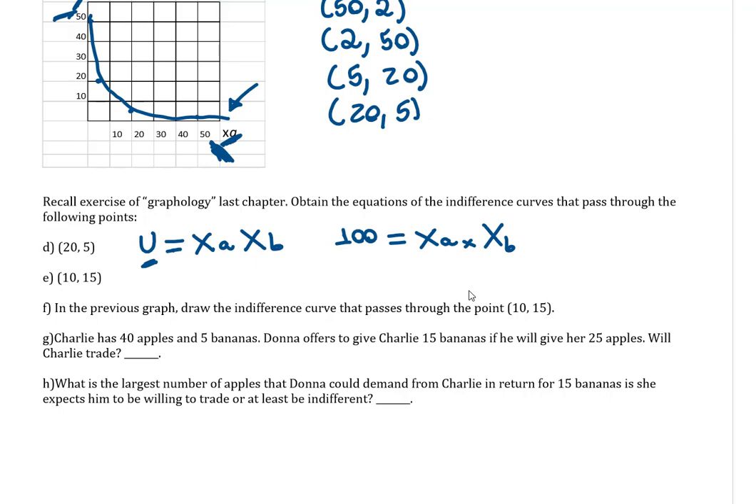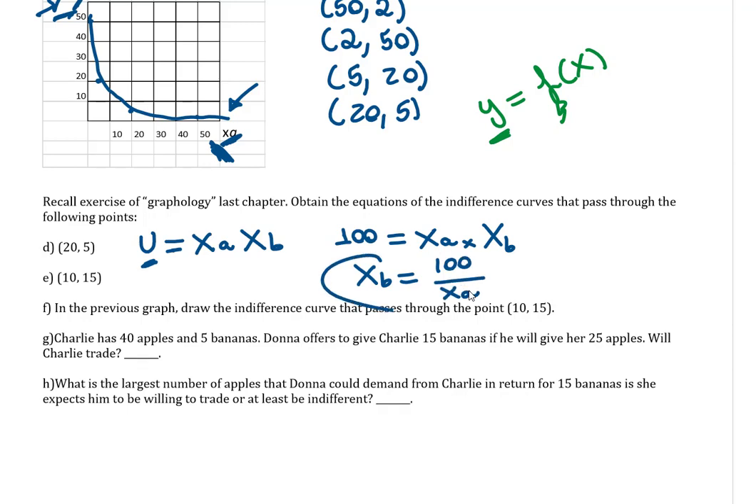Now, it is very convenient to solve the equation for the variable in the vertical axis. Remember, in high school, we always had y equals f of x, whatever the function was. We solve for the vertical variable. That's going to make it easier to take derivatives later on. So let's start getting used to that by solving for the vertical variable again. That would be xb. So xb equals 100 divided by xa. And that is the equation of my first curve.